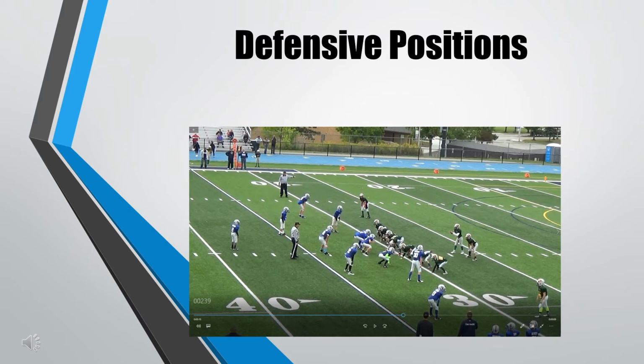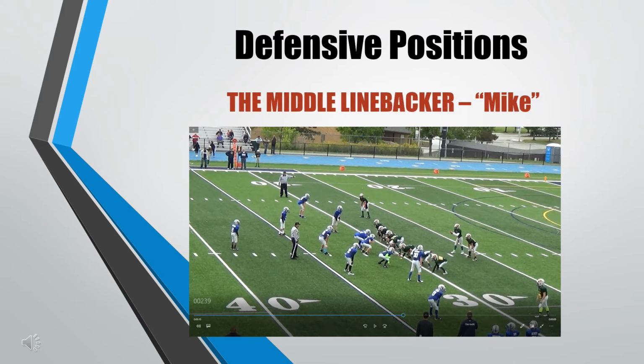The linebacker in the center of the field is called the middle linebacker, or is often referred to as the Mike. The Mike linebacker usually lines up a few yards behind the nose guard, slightly to one side or slightly to the other, depending on the defensive call.